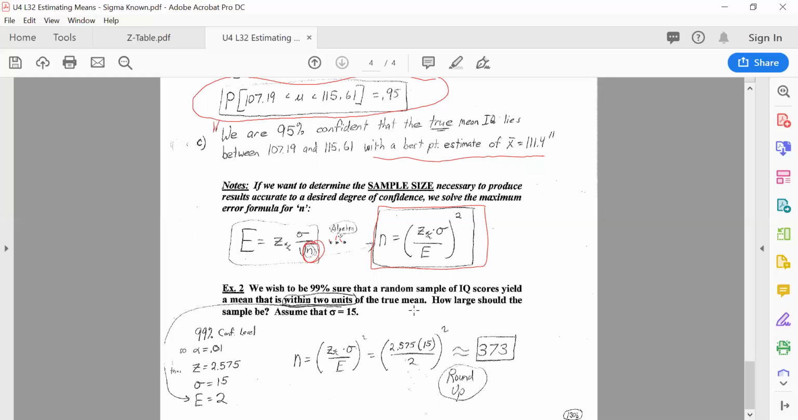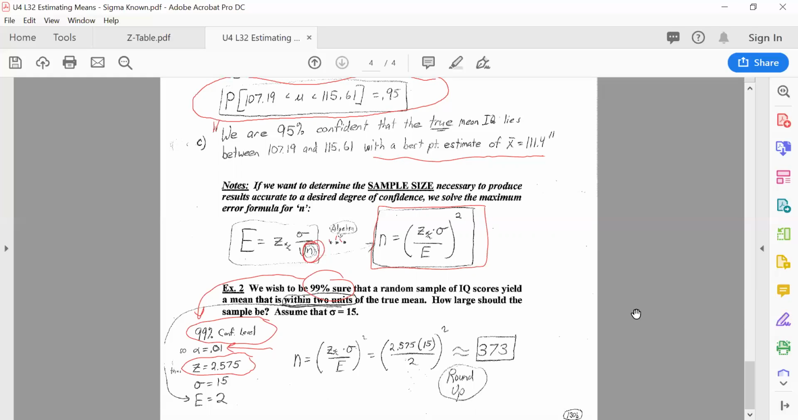When it says we want to be 99% sure, that means we want a 99% confidence level. And confidence levels and alpha levels are always complementary. So if you are 99% confident in your results, that means the alpha level is 0.01. What is the z-score that is associated with alpha 0.01? It is 2.575. There it is. Go back up in the notes. Pause this video and go back up if you need to.